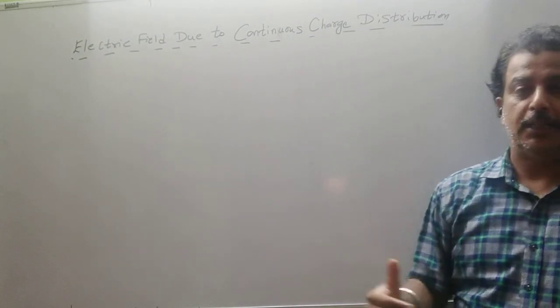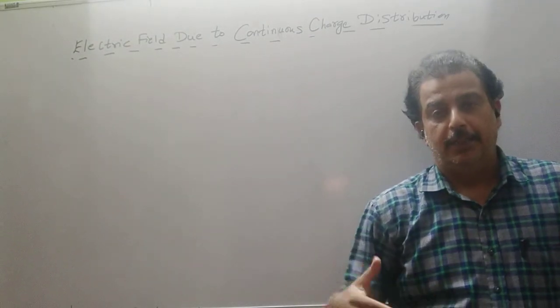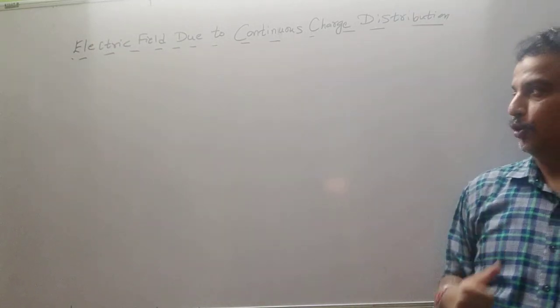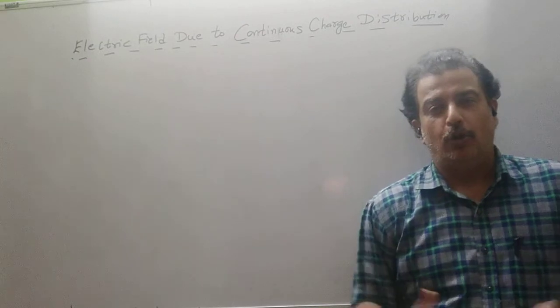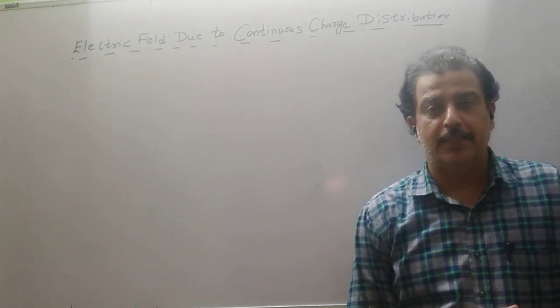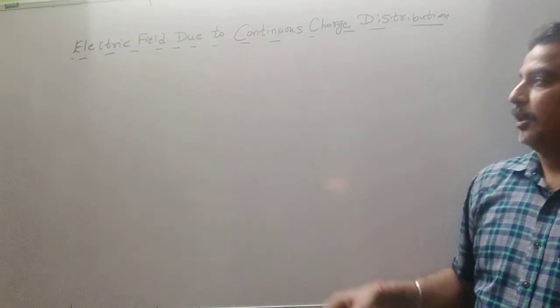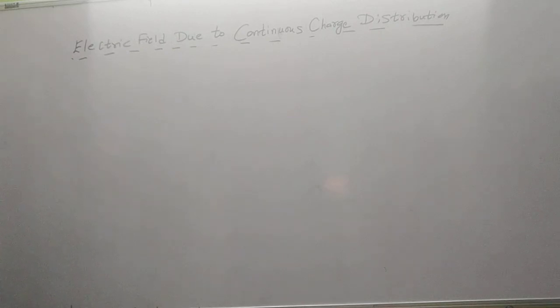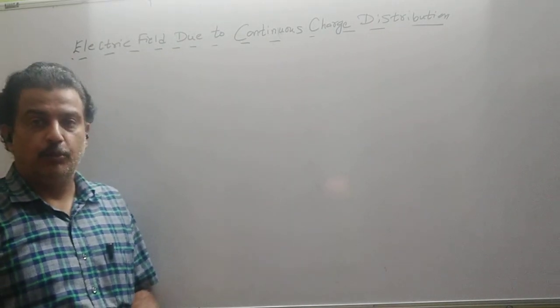The continuous charge distribution may be linear charge distribution or surface charge or a volume charge distribution. So the method almost remains same, only the symbol and the distribution of the charges will change. Let us see how to find out the electric field intensity due to linear charge distribution.